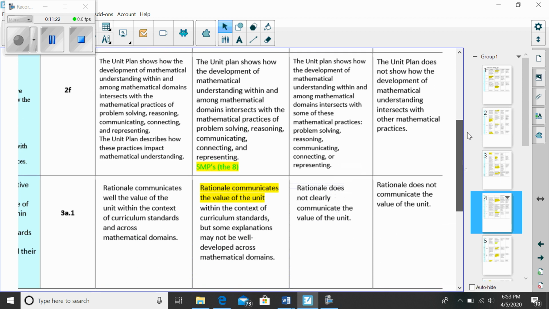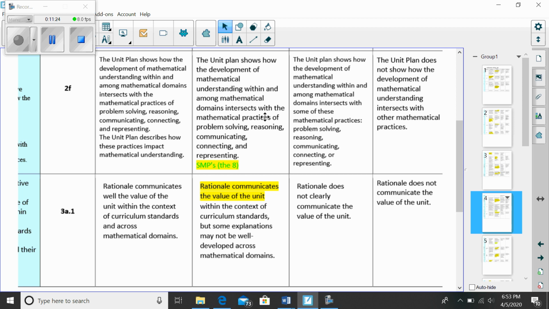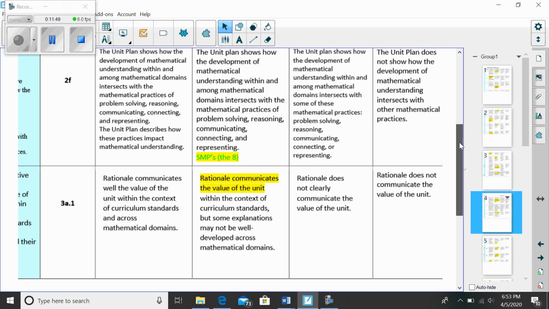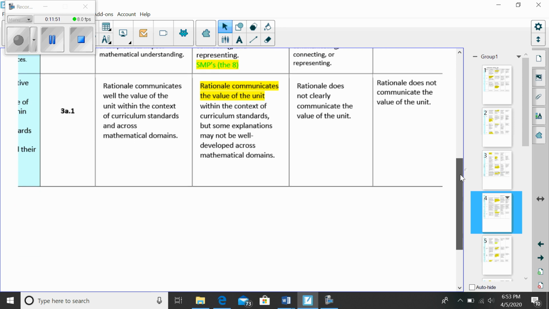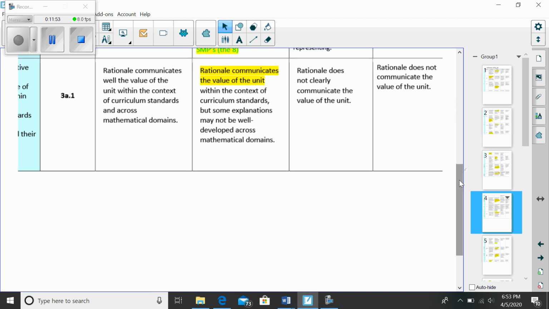So something else you have to do, this is asking you to show how your teaching intersects. So the domains are like the topics. The domains would be like your daily standards, and you have to show how they intersect with the standards for mathematical practice, the SMPs. And you do have to give a rationale for your unit. We have to understand the value of the unit.